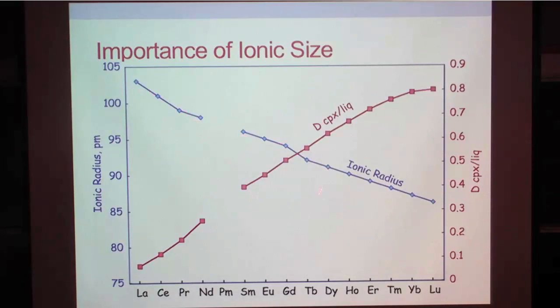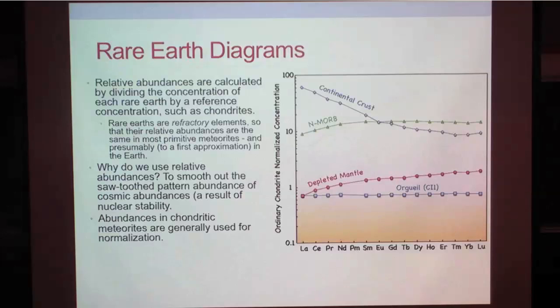Here's the ionic radius. There's no promethium in the Earth. And here is the clinopyroxene-liquid partition coefficient. And you can see how the two relate. Okay, we often use rare earth diagrams. I'm going to use diagrams like this a little bit, in which the relative abundance relative to chondritic meteorites is plotted versus basically atomic number.